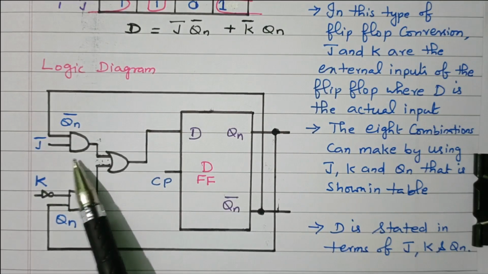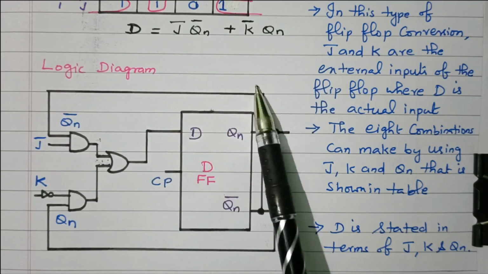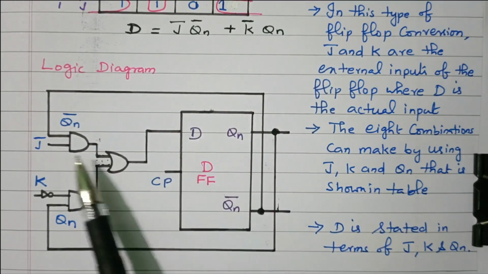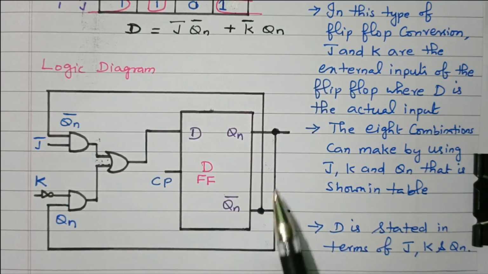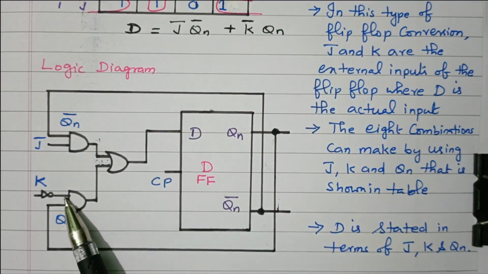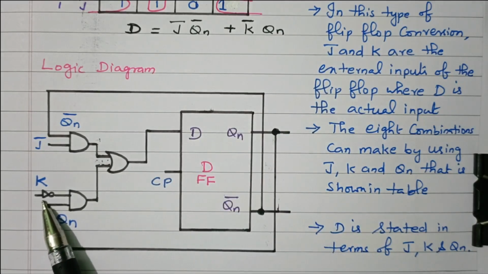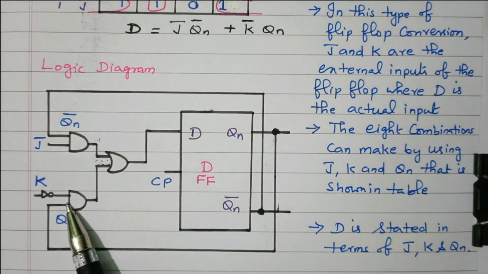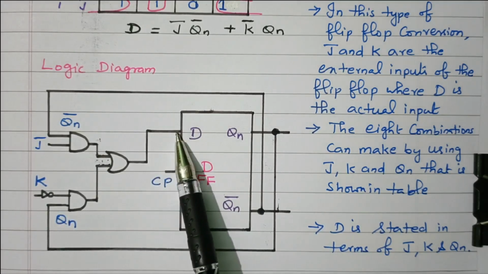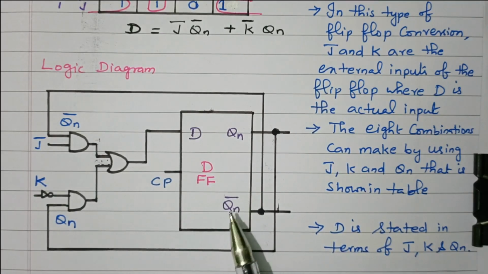Right. For the first AND gate, J input is given. One more input is Qn bar. This Qn bar is available here. So Qn bar and J is given. Another AND gate, Qn. Qn is available here. Qn is connected and K bar. K bar is needed, so K input with a NOT gate is connected. So it becomes K bar. So K bar, Qn, here J, Qn bar. So both are added together and given to the D flip-flop, so that this D flip-flop will be converted into JK flip-flop.